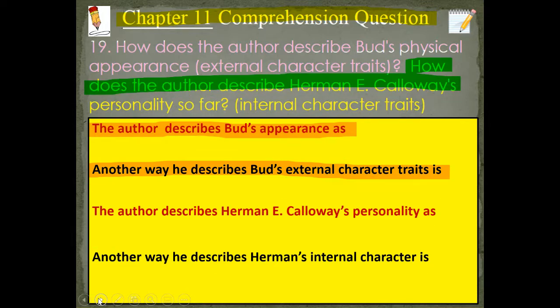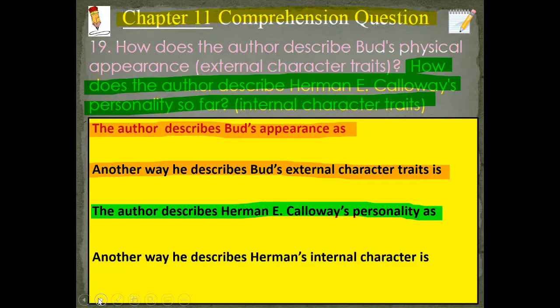Now, how does the author describe Herman E. Calloway's personality so far, his internal character traits? So for the next part of the question, you can say the author describes Herman E. Calloway's personality as, and then another way he describes Herman's internal character is. So make sure you answer that portion of the question, push pause, answer those 2 things, and push play when you're finished. Using your notes, using the vocabulary that we just reviewed.